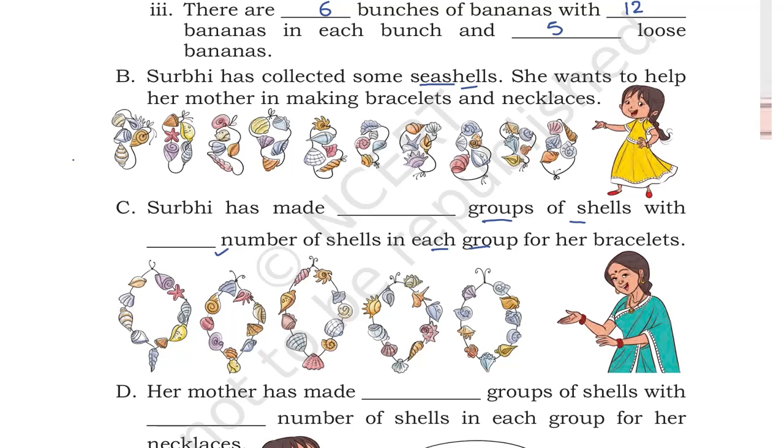So let's check how many groups there are. Let's count 2, 4, 6, 8 and 10. I see 10 groups of shells. Let's count how many shells are there in one group. 3 plus 2. There are 5 shells in each group for her bracelets. Very nice. Move on to the next question, please.